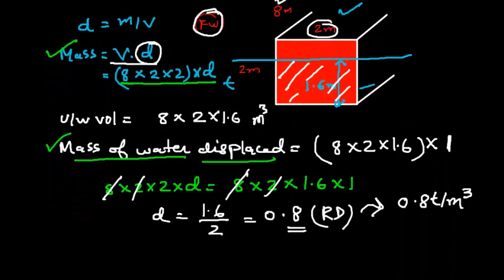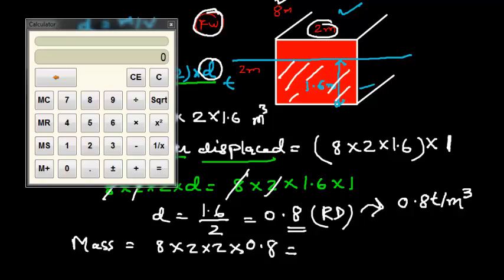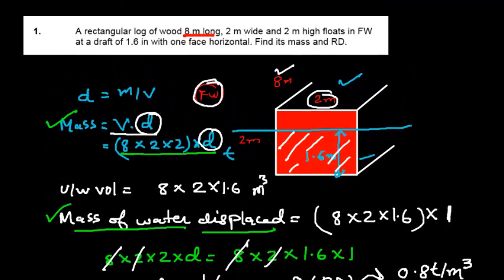Now let's see the second part, and the second part is, what is the mass? We need to find mass. Well, it's also easy, this value 0.8 I need to put here. So the mass is 8 into 2 into 2 into this density, which is 0.8. So all I have to do now is just punch in the calci, one second. 8 into 2 into 2 is equal to 32, multiplied by 0.8, so I get 25.6 ton. This is the mass of the log.